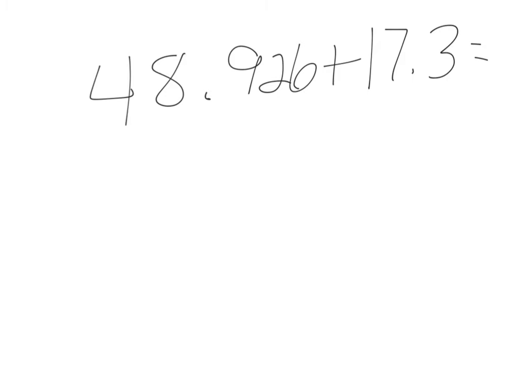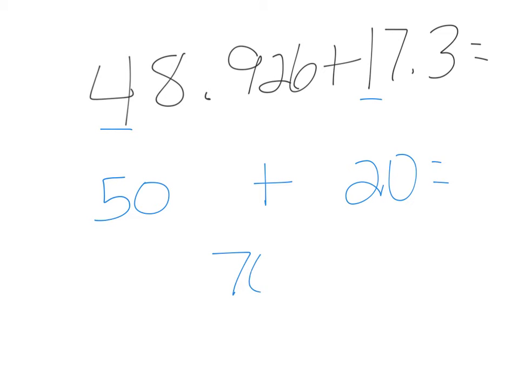Looking at this one, again, you look at each number individually and you round them to the highest place value they have. In this case, we have a tens place for that one and a tens place for this one. 48.926, should it round to 40 or 50? If you said 50, you are correct. Our second number is 17.3. Should that round to 10 or round up to 20? If you said 20, you are correct. Add the two numbers, we get 70.